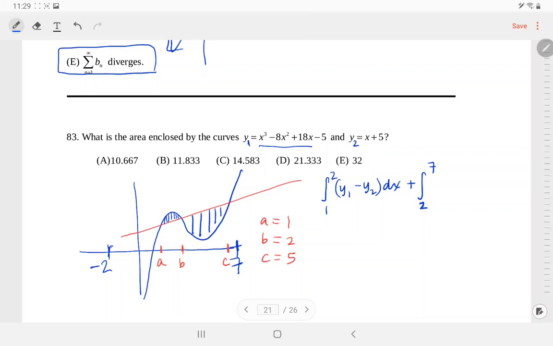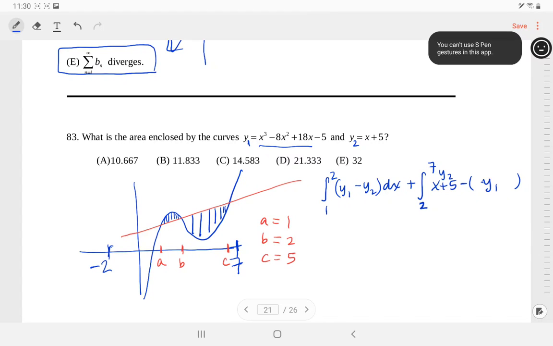Isn't the red curve on the top? So the y top would be the red curve. So that would be x plus 5 minus y1. I should do y2 minus y1. Okay, so I'm going to go back to the calculator, and I'm going to type that all in as one thing.